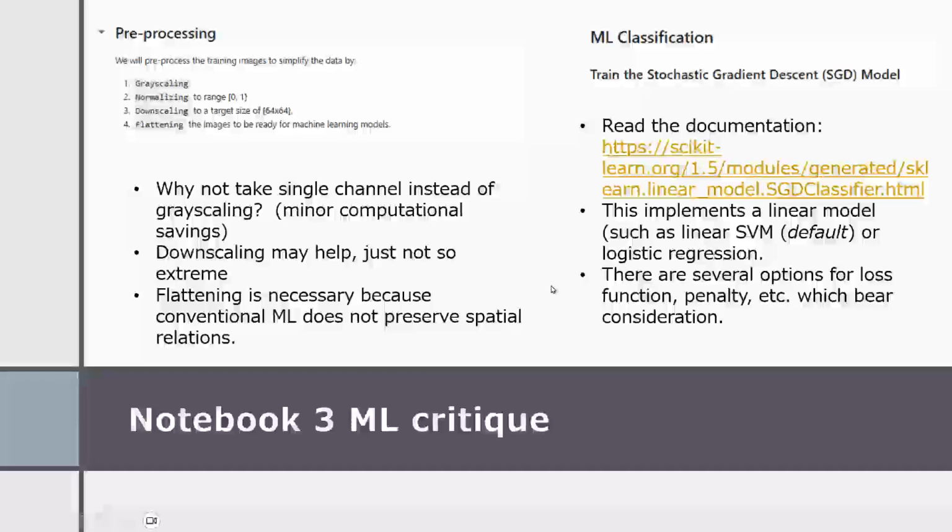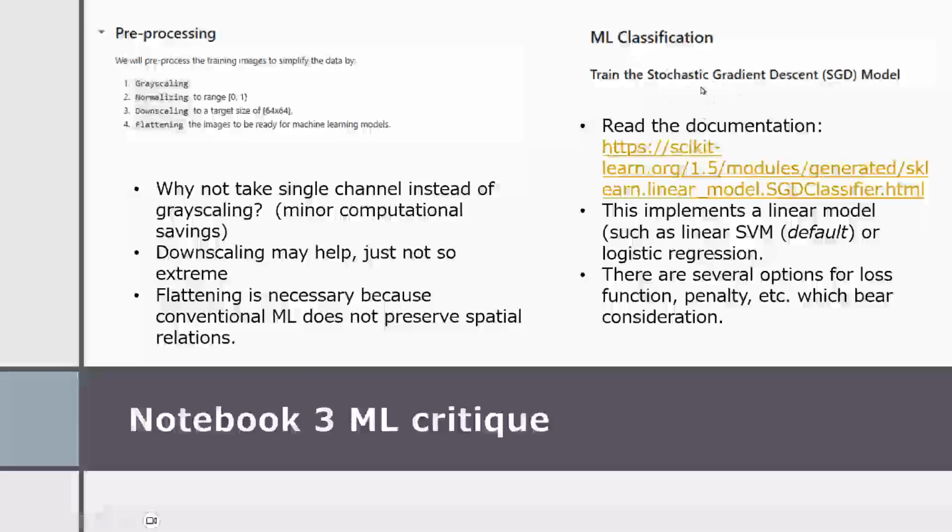Okay, so let's take a look at Notebook 3 and see what could be improved there. I've already touched on some of these points, right? In Notebook 3, these were the pre-processing steps: grayscaling, normalizing, downscaling, and flattening. So why not take a single channel instead of grayscaling? That actually doesn't save much computational time, but it saves some. You can say every little bit helps. Okay. Now, as I said, downscaling may help, but this was extreme downscaling, way too much. Okay. And flattening is necessary because conventional machine learning does not preserve spatial relations.